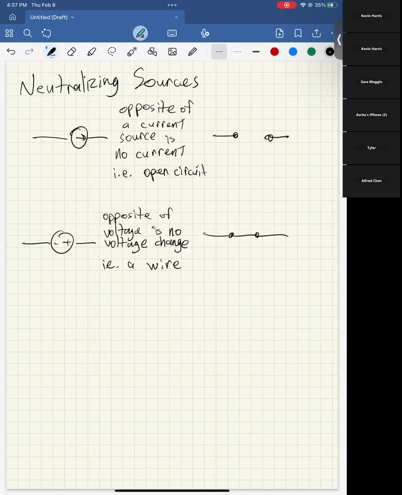You can do a little symbol like that to show that there's just nothing there. You'll have to do this for various things in this class, but when you're neutralizing sources, just remember that you turn it into the opposite of what it is. A current source provides current. The opposite of a current source would be having no current. Likewise, a voltage source creates a voltage difference between the two sides of it. The opposite of that would be no voltage difference between the two sides of it, which is just a wire. So you can think of a wire as a 0 volt voltage source, and you can think of an open circuit as a zero current source if you want.